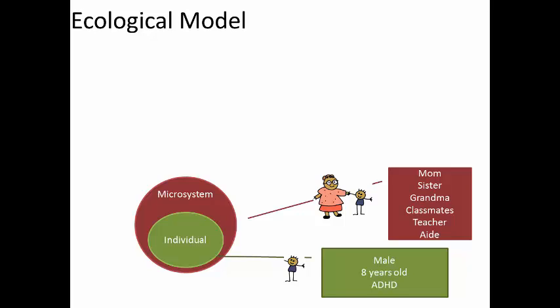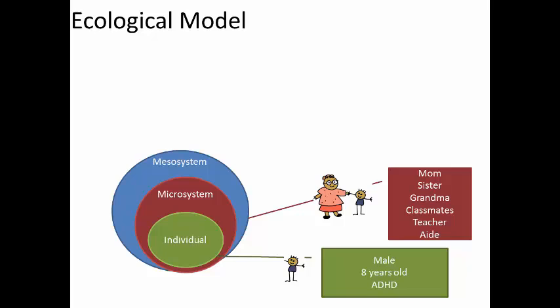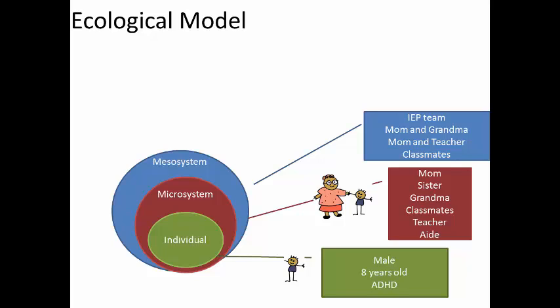Then the next system is the mesosystem. This focuses on the relationships of the individuals in the microsystem. So for example, if a child has ADHD in the school, they might have an IEP team, or an individualized educational plan team, and this would include a psychologist and maybe some speech therapy and the teacher and of course the parent. And these individuals have a relationship with each other that indirectly affects the child.